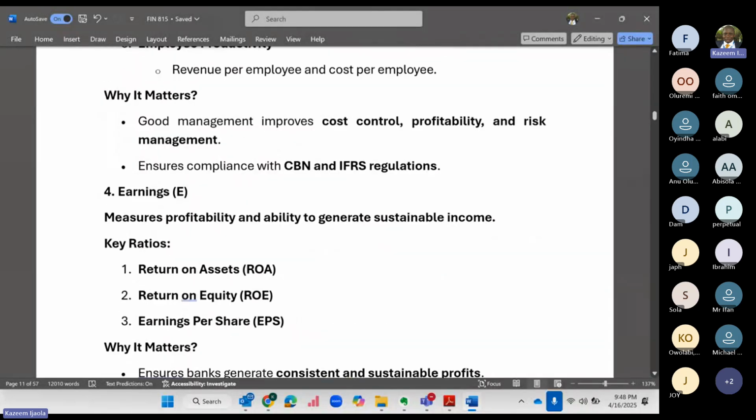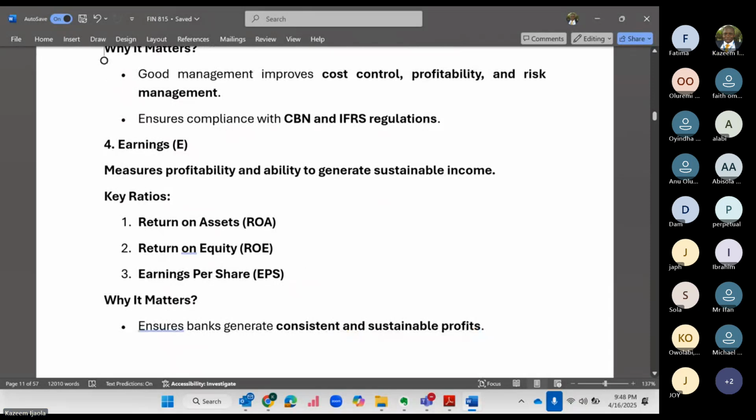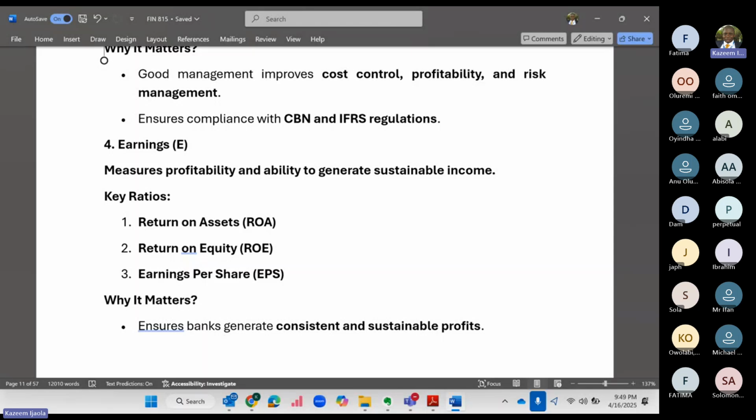So the next one is E. The E stands for earnings. It simply means how profitable are you in managing or running the business. That is what the E stands for. There are some ratios that you can use to calculate that. The first one is the return on assets, which is your profit divided by total assets. The second one is your return on equity, which is your profit divided by equity. Then the last one is your earnings per share. So these are the various things that we have under the E, which is the third one under CAMEL.